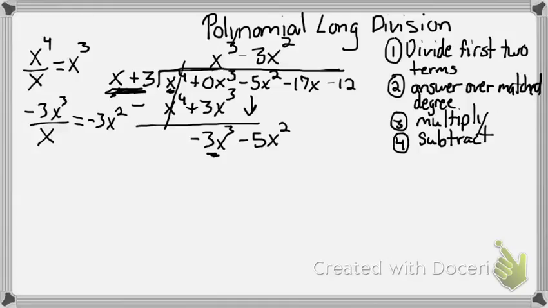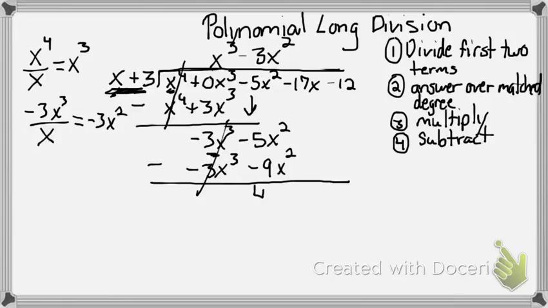and multiply. When I multiply negative 3x squared times x, I get negative 3x cubed, and negative 3x squared times 3 gives me negative 9x squared. Then I'll subtract, and then negative 3x cubed minus negative 3x cubed, that double negative makes it positive, so they cancel. Negative 5x squared minus negative 9x squared, double negative makes it positive, so you're really adding, which gives me 4x squared. Bring down my negative 17x and do the steps over again.